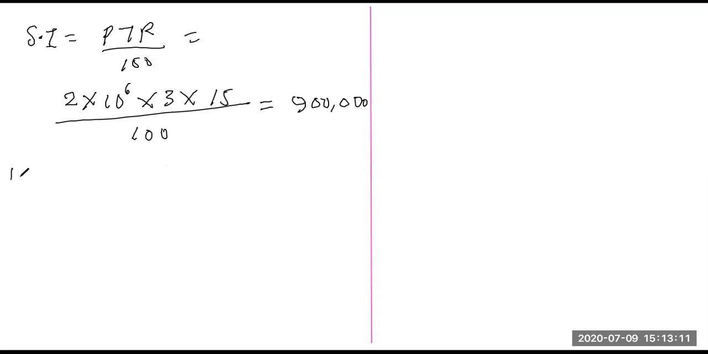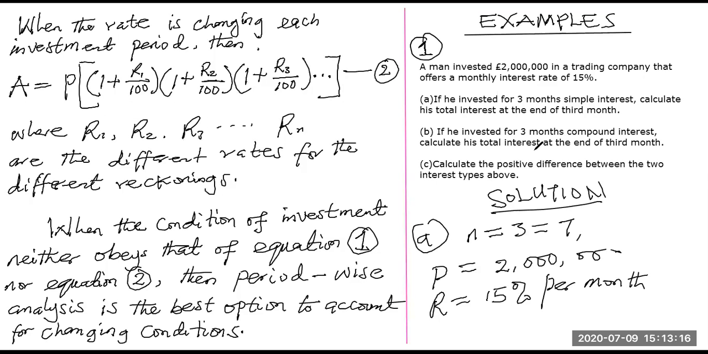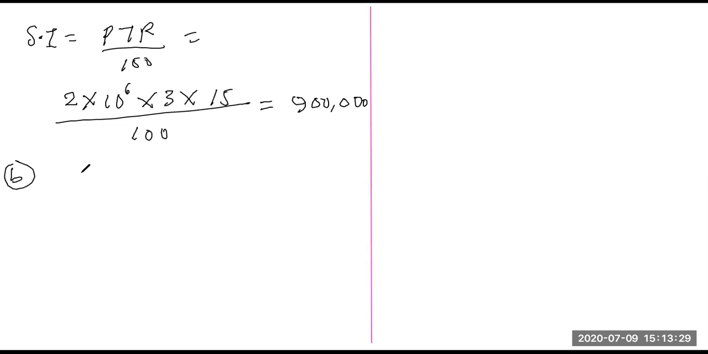So question B. And what is question B? Question B says, if invested for 3 months, no longer simple interest, but compound interest, calculate his total interest at the end of the 3rd month also. So here we have our R, which is equal to 15% per month. So it's taking place monthly, that is the reckoning. Our N is also 3 months, the number of reckoning times: the 1st month, 2nd month, and 3rd month. And our P is also the same thing, which is 2 million.